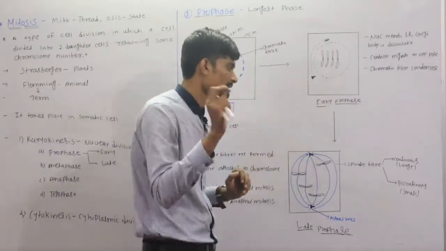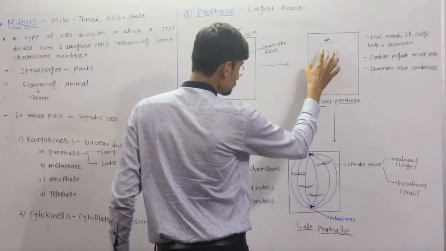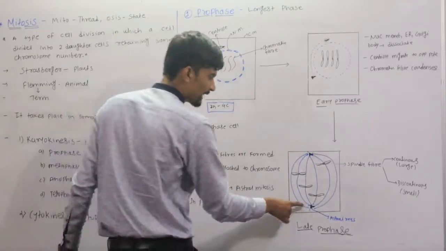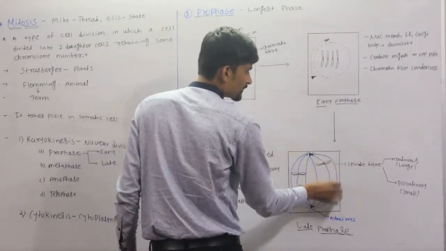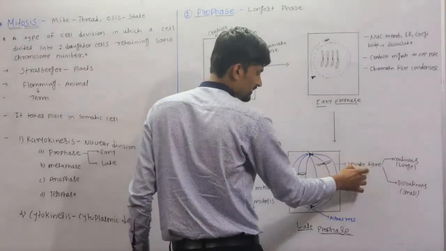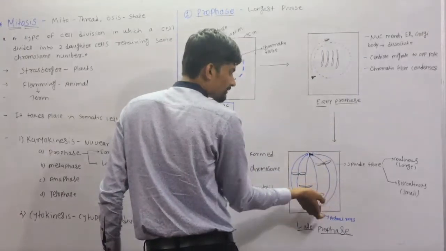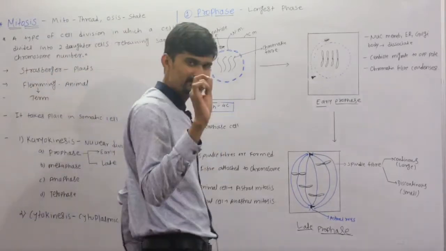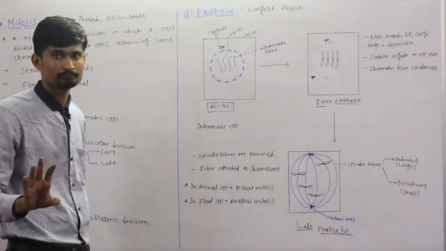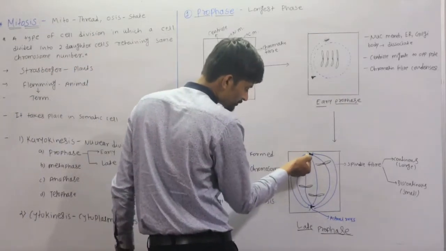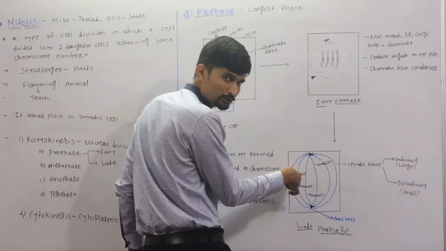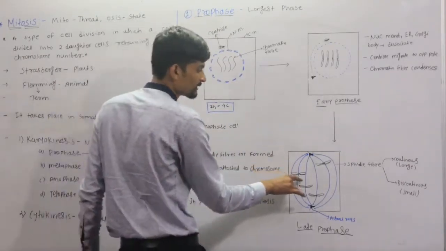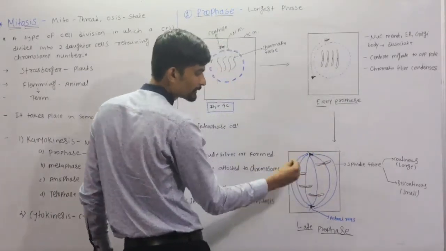So what happens in the late phase? Now you know that the centriole starts to migrate. So now it has completely migrated and reached the opposite pole in the late prophase. And again, it gives rise to the spindle fibers. The centriole gives rise to the spindle fibers, and the spindle fiber gets attached to the chromosome at the centromere, where the kinetochore is present. You know the centromere and kinetochore, because we have seen the structure of the chromosome in the cell chapter. So these spindle fibers get attached to the kinetochore, in the centromere region. On the centromere region, a kinetochore is present. So these spindle fibers get attached to the kinetochore. So this is all happening in the late prophase.